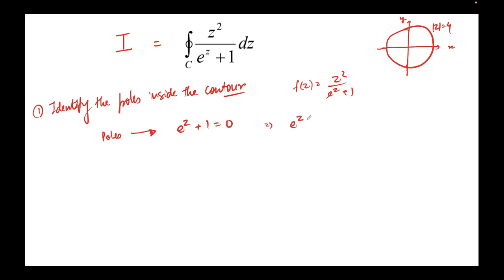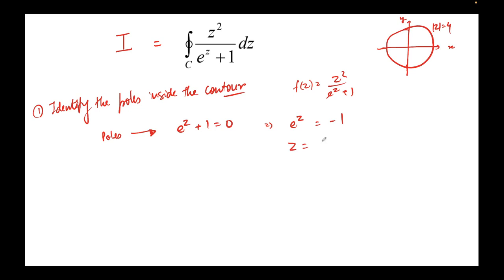So e to the power z equal to minus 1, right? So this would mean I can say z equal to, so this will be minus 1 when it's cos pi. So cos pi would be, okay.